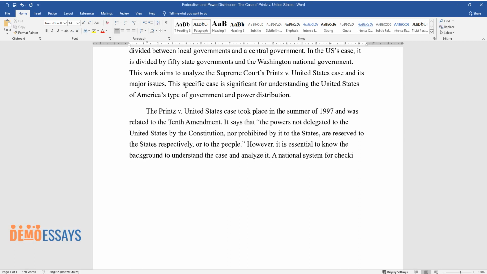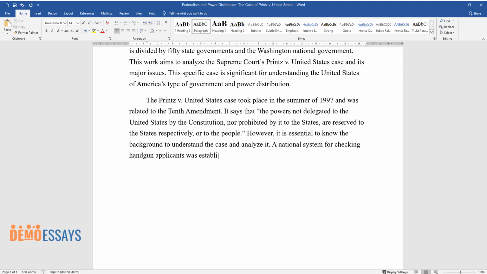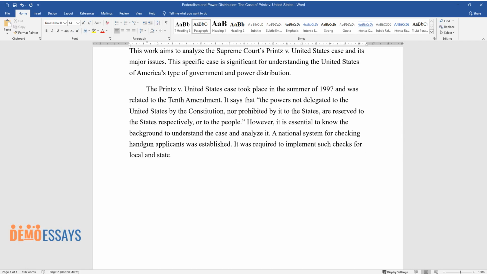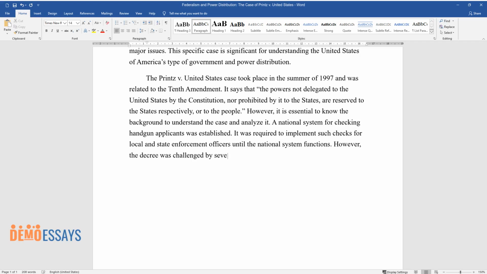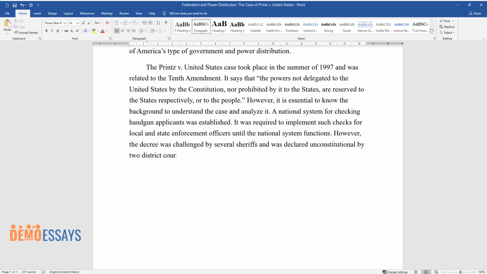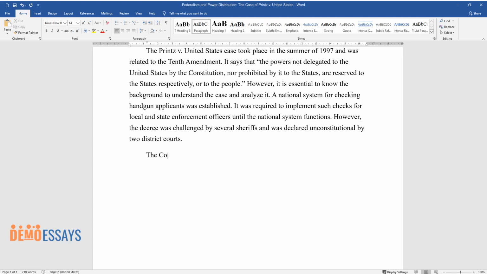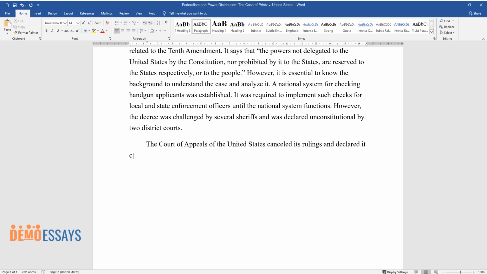A national system for checking handgun applicants was established. It was required to implement such checks for local and state enforcement officers until the national system functions. However, the decree was challenged by several sheriffs and was declared unconstitutional by 2 district courts. The Court of Appeals of the United States canceled its rulings and declared it constitutional, but it was instantly filed for the Supreme Court to review the case.